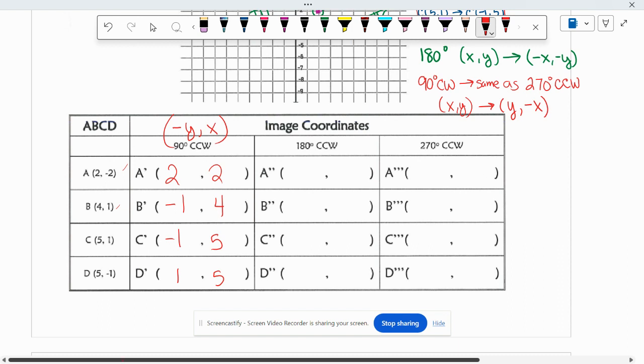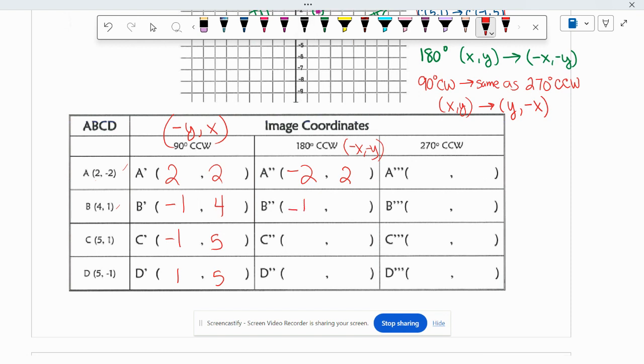180 degrees, remember the rule is you just change the sign. Opposite x, opposite y. Whatever the ordered pair is, you change the signs of the coordinates. So negative 2, positive 2. Exactly. 4, 1 is going to become negative 4, negative 1. 5, 1 is going to become negative 5, negative 1. And 5, negative 1 becomes negative 5, positive 1. Very good.